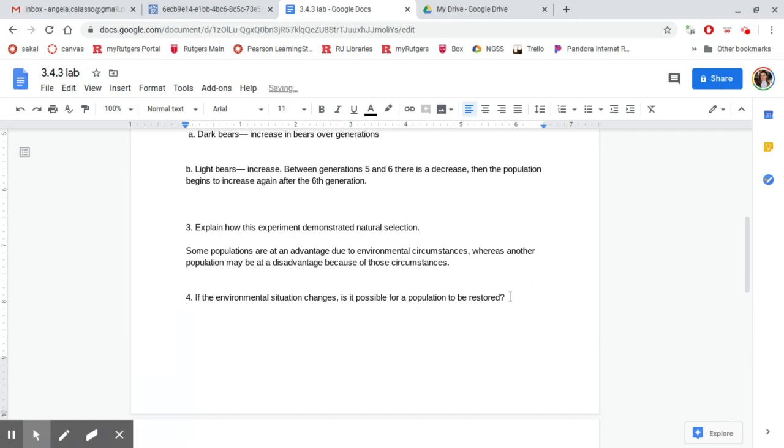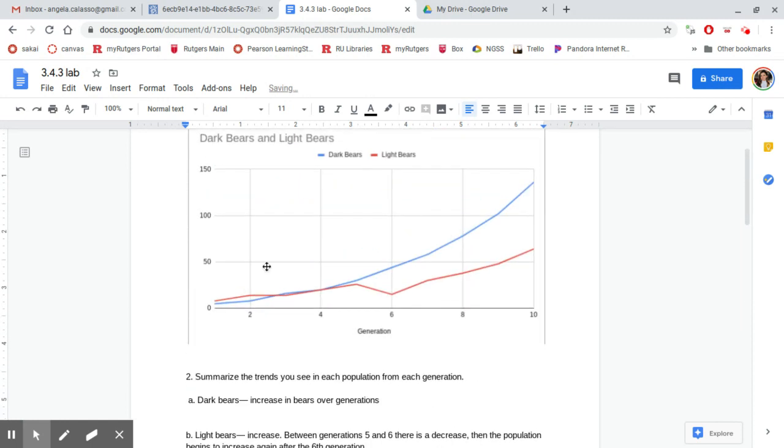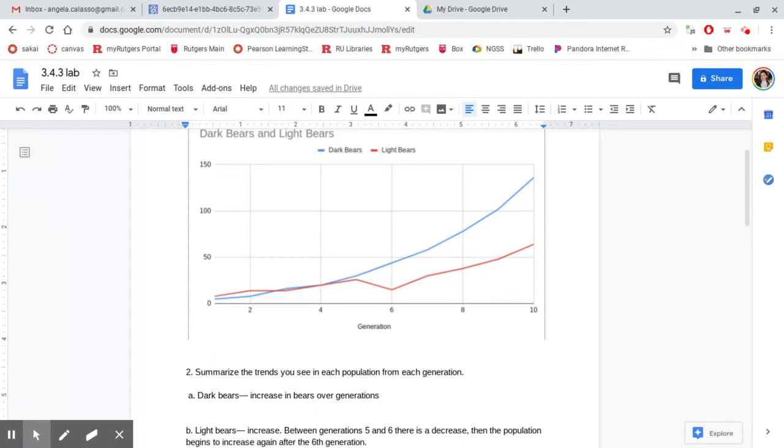Let's say that in this case, our dark bears are increasing. Now let's say that for some reason the environment changes and there's a fire and there's no more trees. So those dark bears are now exposed, right? That might cause hunters to be able to find and hunt the darker bears, whereas the lighter bears might be able to blend in a little bit more with dry patches of land.